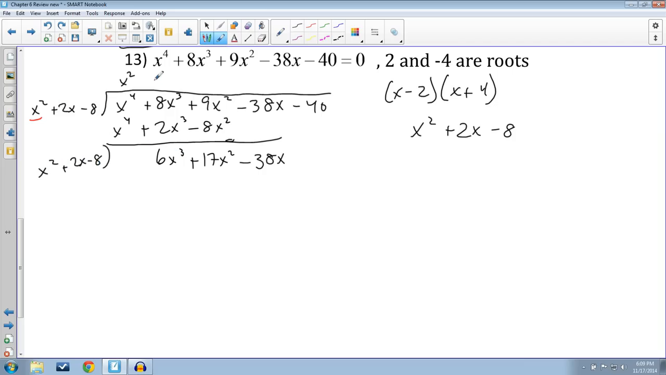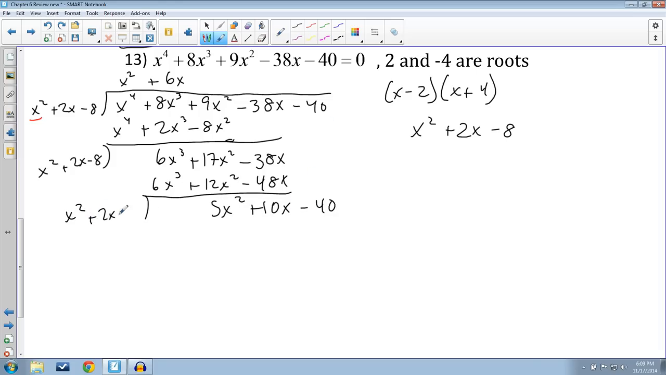X squared goes into 6x cubed 6x times. That's 6x cubed plus 12x squared minus 48x. Subtract: 0, 5x squared, 10x minus 40. Bringing that down. X squared goes into 5x squared 5 times. You get 5x squared plus 10x minus 40. Subtract, you get 0. Nice remainder.